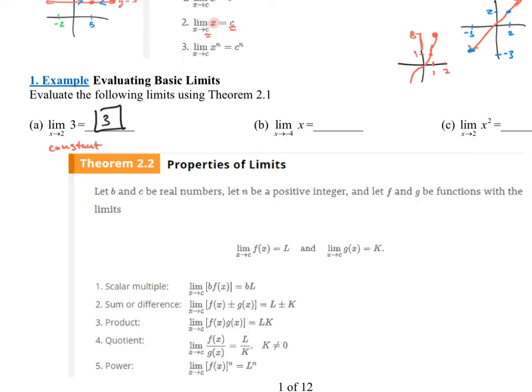It says the limit as x approaches negative 4 of x. Well, this is simply x, and the beautiful thing about x is we know we can just plug in the value. So the answer would be negative 4. Showing work for this problem, not too easy. You could just say it's x, or you could just circle the x value. I just wrote here negative 4. That's perfectly fine.